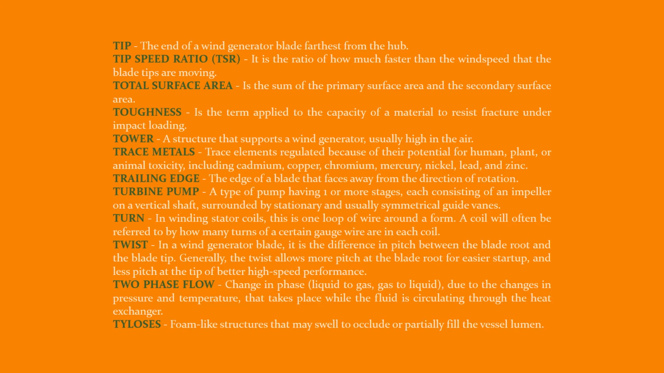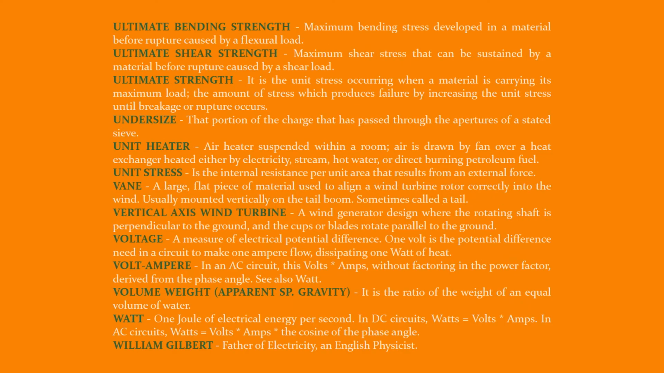Tyloses: foam-like structures that may swell to occlude or partially fill the vessel lumen. Ultimate bending strength: maximum bending stress developed in a material before rupture caused by a flexural load. Ultimate shear strength: maximum shear stress that can be sustained by a material before rupture caused by a shear load. Ultimate strength: the unit stress occurring when a material is carrying its maximum load, the amount of stress which produces failure by increasing the unit stress until breakage or rupture occurs.